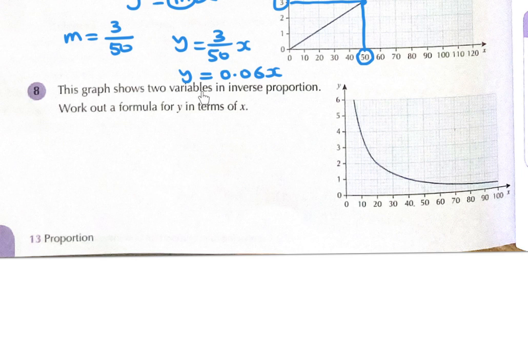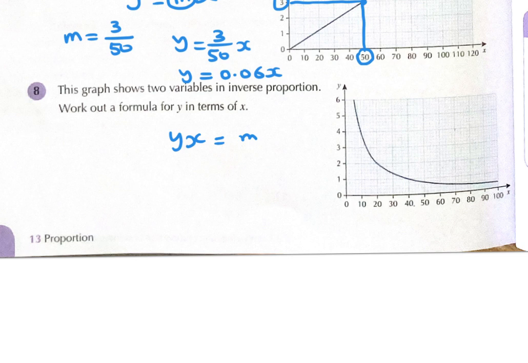This graph shows two variables in inverse proportion. Work out a formula for y in terms of x. Yes, inverse proportion, so the product is constant. So y times x equals a number, m. How to find this number? Multiply x by y.